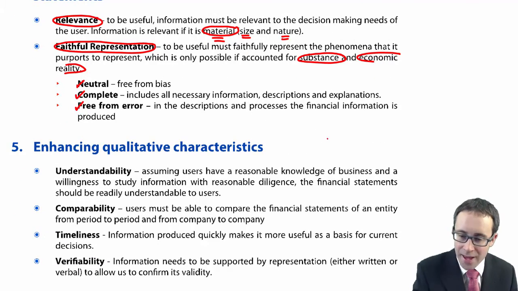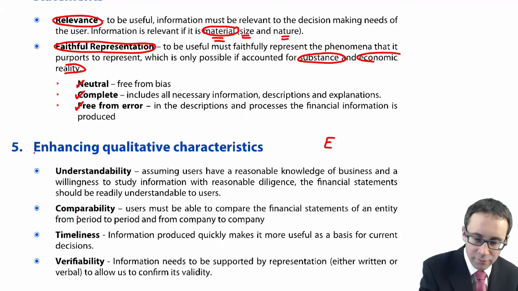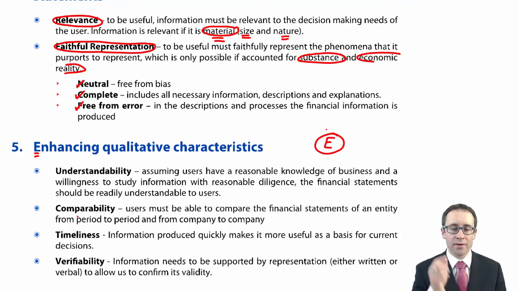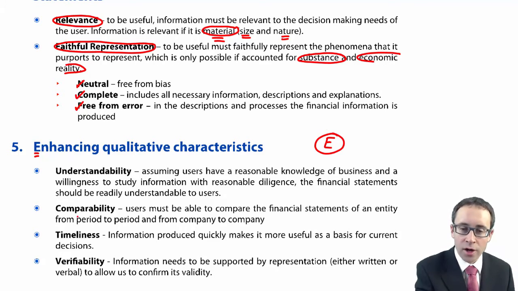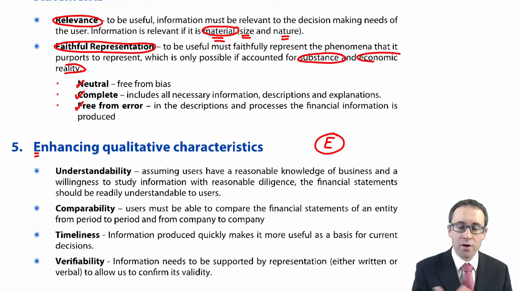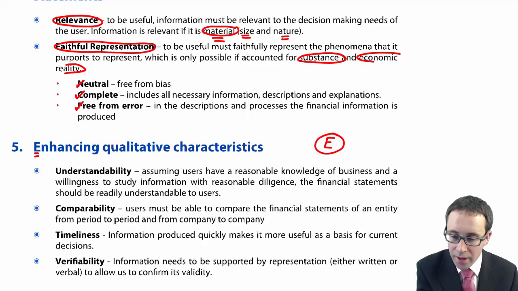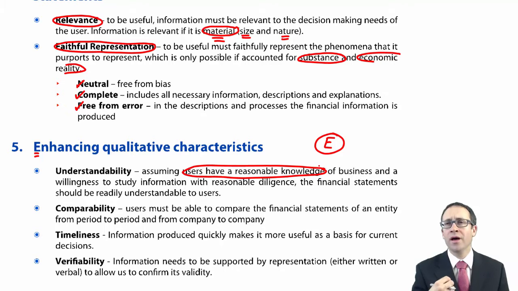We then have the enhancing fundamental qualitative characteristics. Quite a mouthful, isn't it? And again, it's what you're going to have to learn. You've got the 4 enhancing qualitative characteristics. First one is understandability. That's just ensuring that the users have a reasonable amount of knowledge. They're not necessarily experts in the world of accountancy, but they have a reasonable business background and can understand the essentials of accounting.